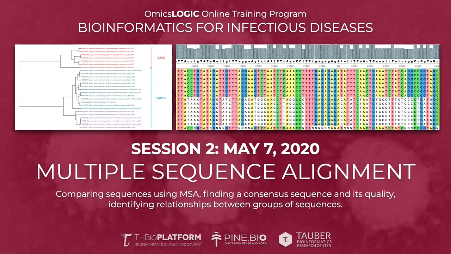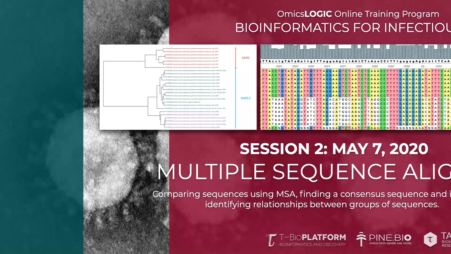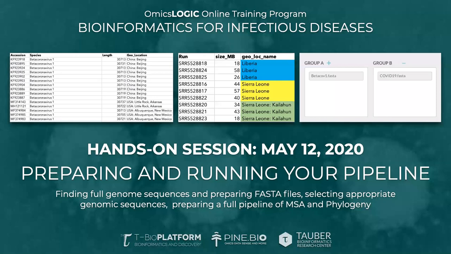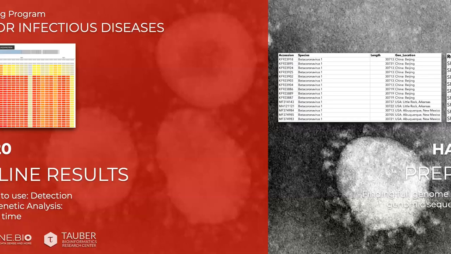We'll talk about preparing and running your pipeline. So how to make sure that the data set that you collect is rigorous, it really represents a biological condition, and eliminates some of the technical differences. We'll talk about in the context of different types of pandemics as well. So here you can see some data from Ebola, some data from coronaviruses, and how to really structure your analysis to get rigorous results.